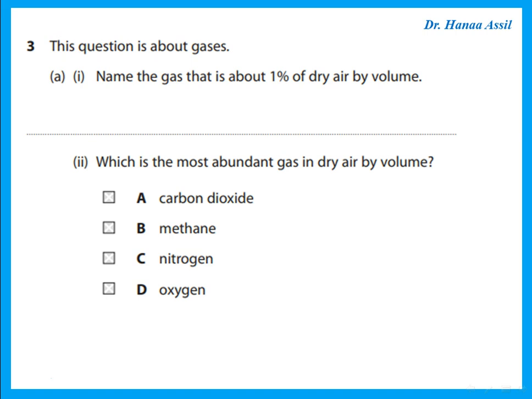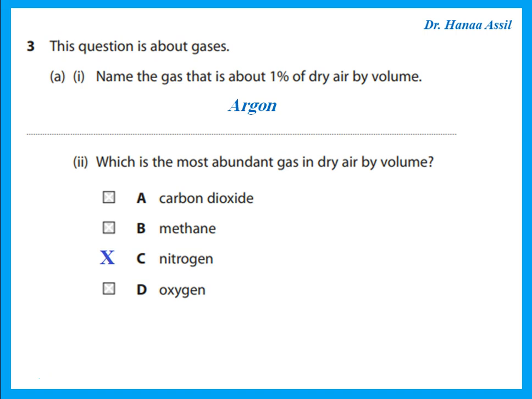This question is about gas. Name the gas that is about 1% of dry air. You should know the composition of air. What is about 1% of dry air? You should know that that is argon. Which is the most abundant gas in dry air? Which one is present in larger amount in air? You should know that it is nitrogen.